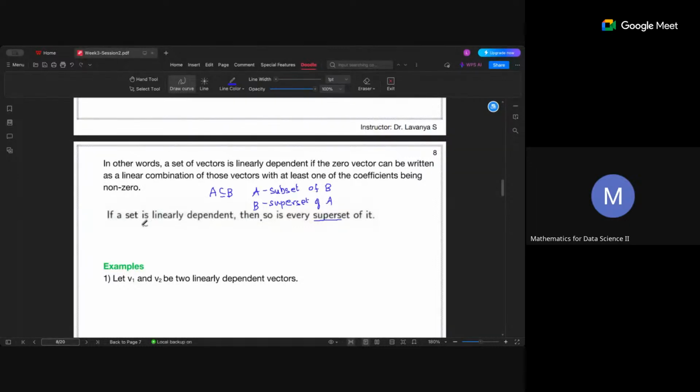Why? Let us say I have v1, v2, ..., vk. This is linearly dependent. What does that mean? This means that there exist a1, a2, ..., ak in R where at least one ai is non-zero such that a1v1 + ... + akvk = 0. Up to this, it's just the definition. Is that fine? I have just written the definition.